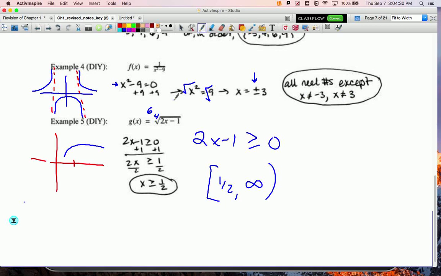And then this example is again a square root. So we would start by doing our set it equal to 0 thing, greater than or equal to 0. And when you solve that, the algebraic expression is x greater than or equal to 1/2. 1/2 with the square bracket to infinity is another way to write the domain.